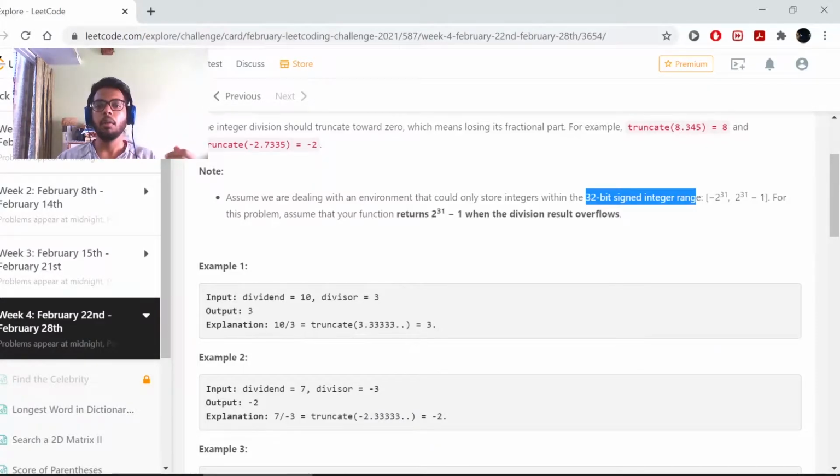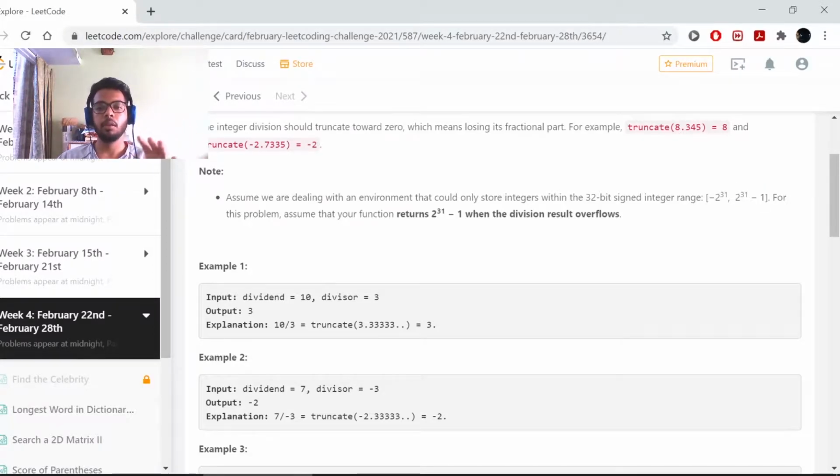I'm not familiar with how integer types work in other languages, but I know in Java it's 32-bit, and the range is from -2 raised to the power 31 to 2 raised to the power 31 minus 1. So what we need to do is, if we encounter any kind of overflow, we need to return this value, that is the upper range.